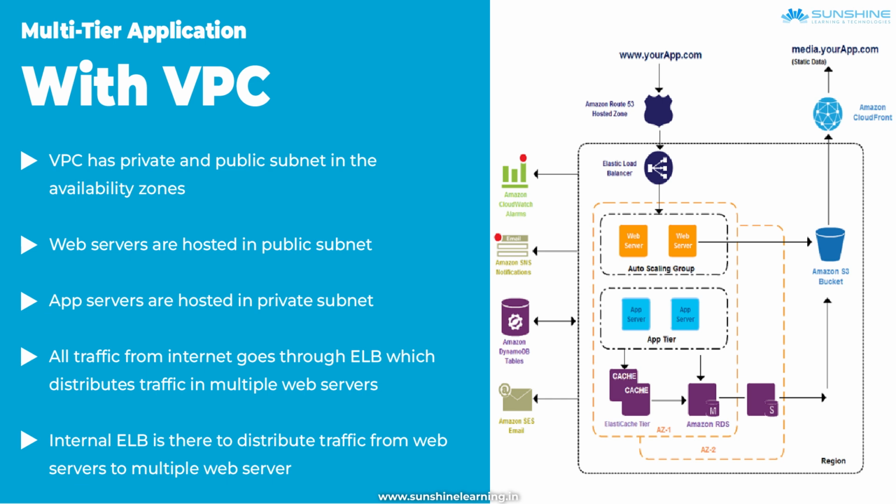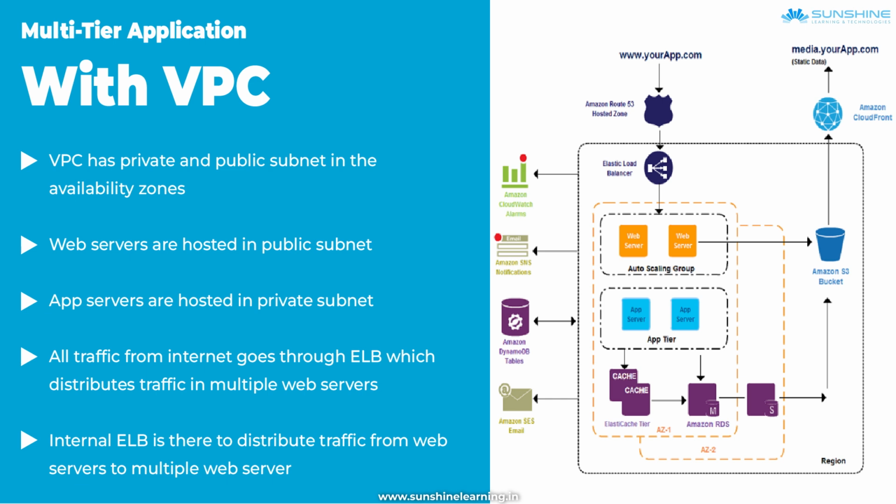The web servers would get the details from the app servers based on their functionality, and the app servers would get the data from the databases, or they are going to write the data on the RDS database. Now this RDS database has a multi-availability zone kind of deployment, where the master database is this one and the secondary database is in a different availability zone.